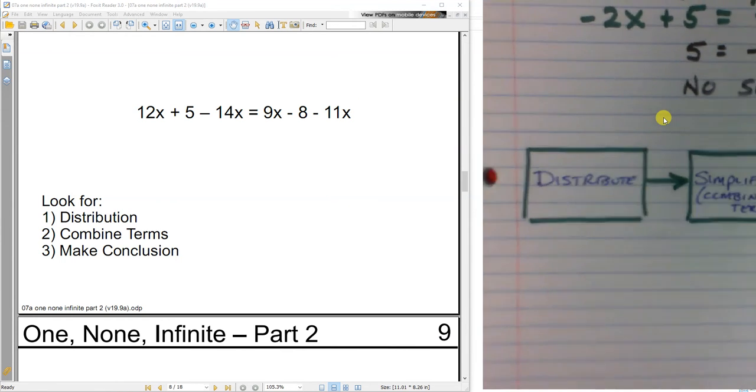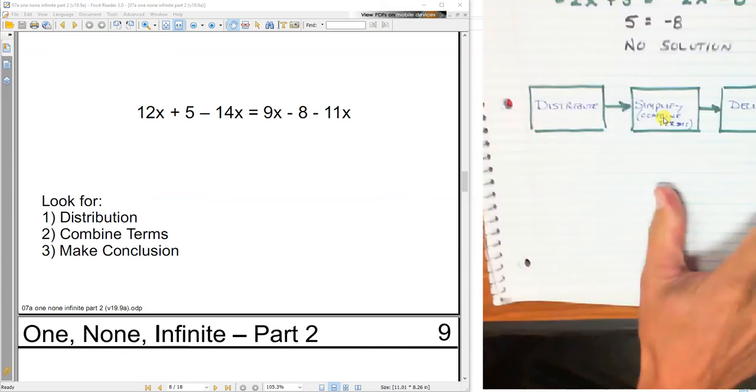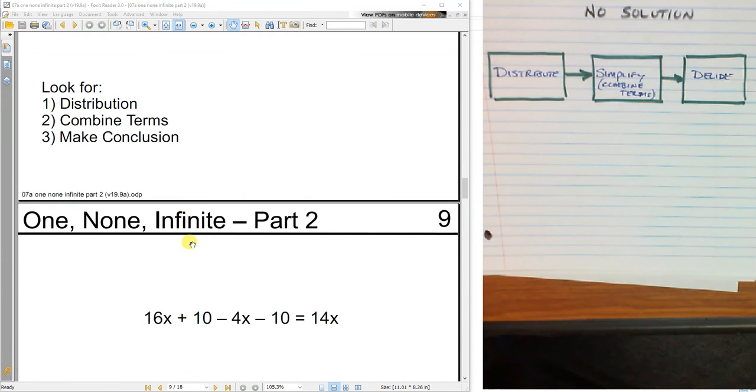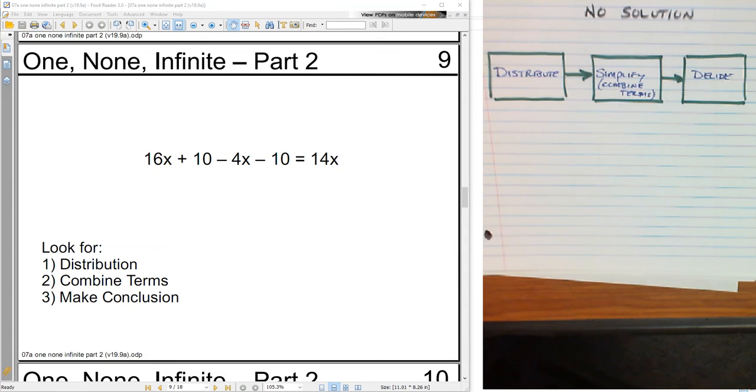Distribute, simplify, decide. There we go. Those are our instructions. All right, here we go. Distribute. No distribution to do here, but I can simplify this down. It's going to take me to 12x plus 0 equals 14x. Well, the coefficients on the x's are different, which means there's going to be one solution on this.